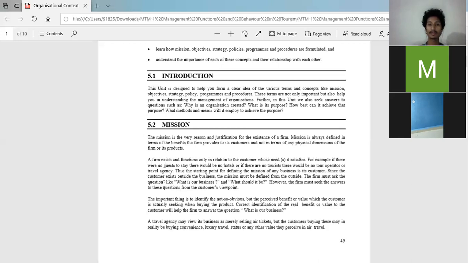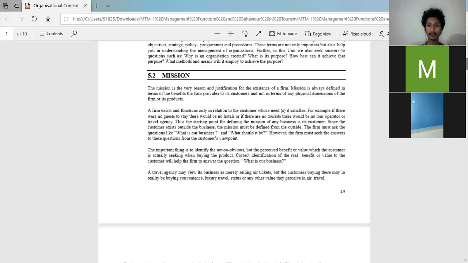Since the customer exists outside the business, the mission must be defined from the outside. The firm must ask the question, what is our business? What should it be? However, the firm must seek the answers to this question from the customer's viewpoint. As I told you, mission contains objective and goal, and what you want to deliver, what services you want to deliver.